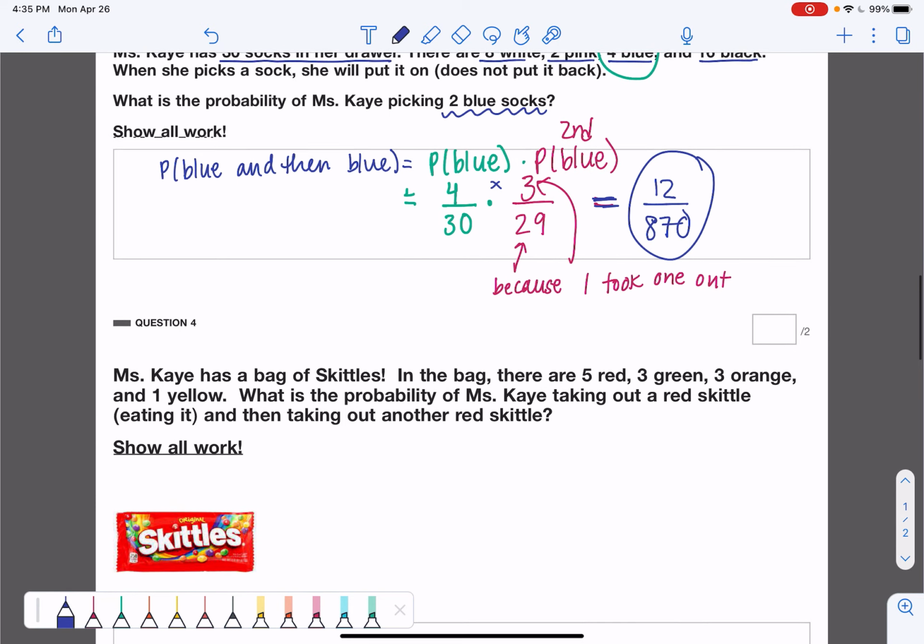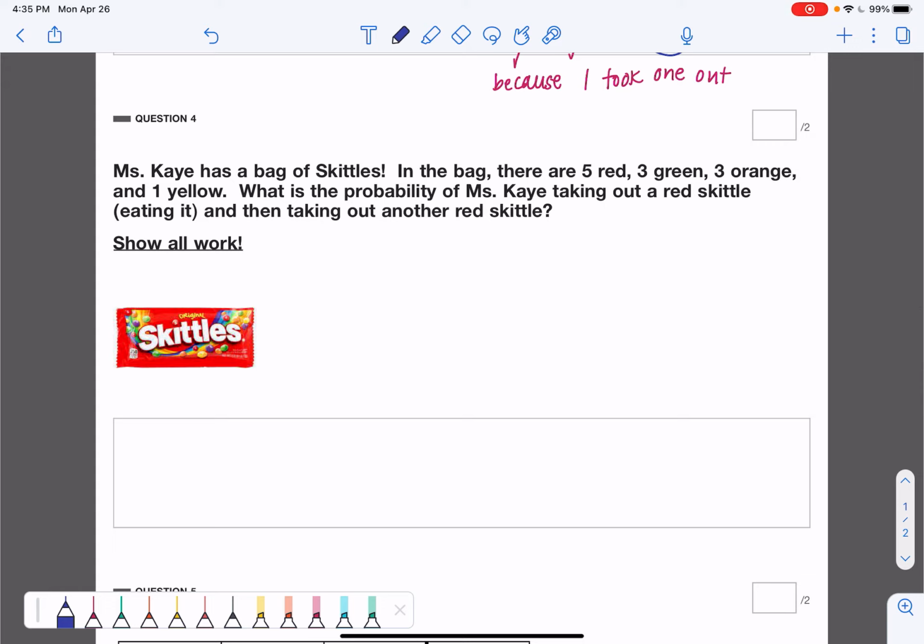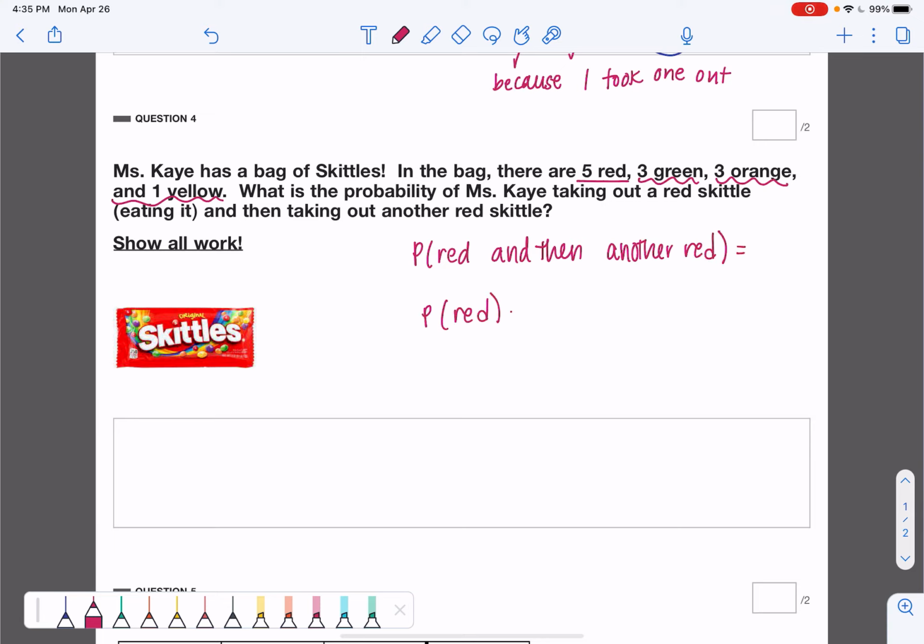Question number 4 is very similar. I have a bag of Skittles. There are 5 red, 3 green, 3 orange, and 1 yellow. What's the probability of Miss K taking out a red Skittle, eating it, and then taking out another? So we want red and then another red. So we need to split this up into 2 probabilities and we'll multiply them together.